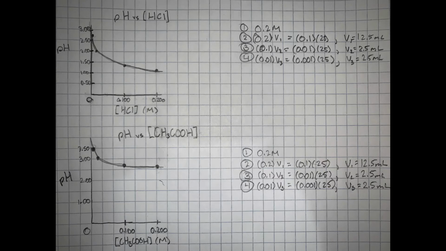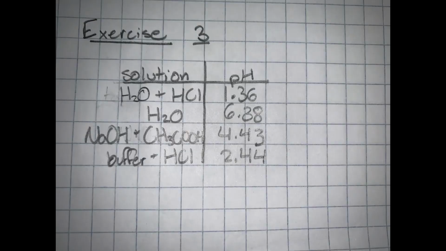In the next exercise, we explored how changing concentration of acid affects its pH. We used hydrochloric acid as our strong acid, and we used acetic acid as our weak acid. We found that strong acids have a more drastic change in pH as their concentration increases, and we found that as concentration increases, pH decreases for acids.